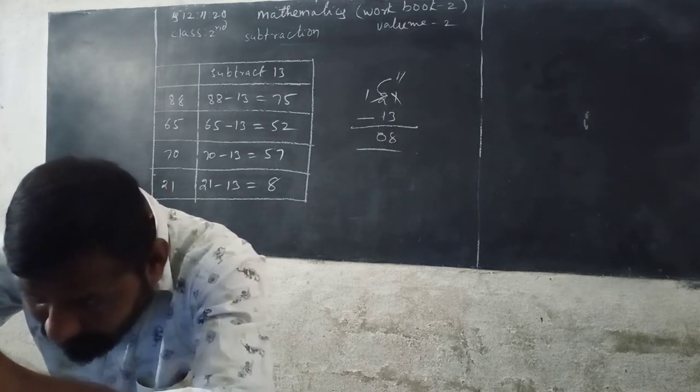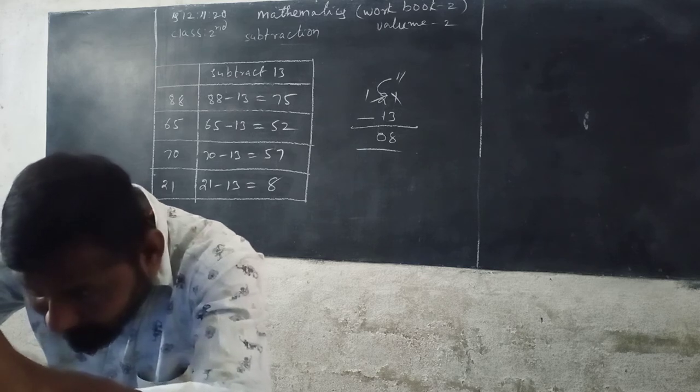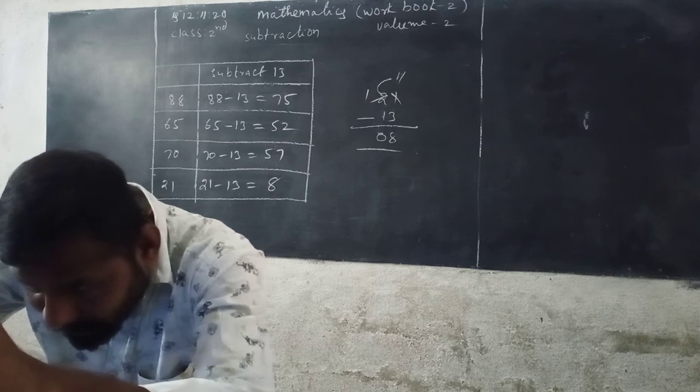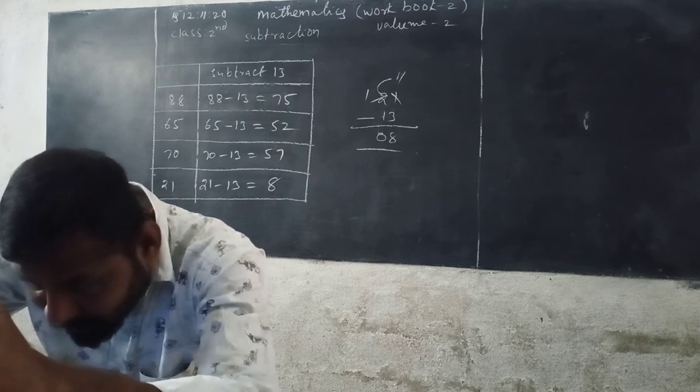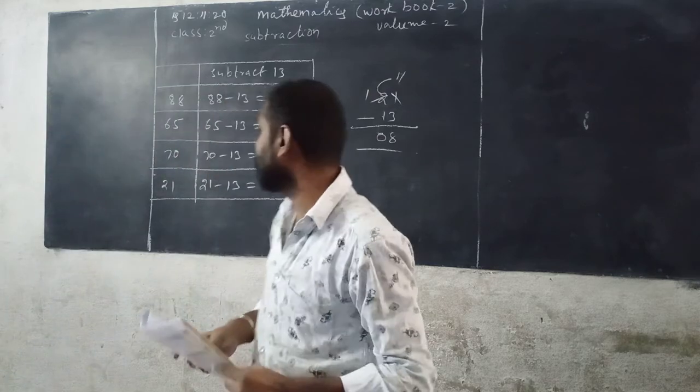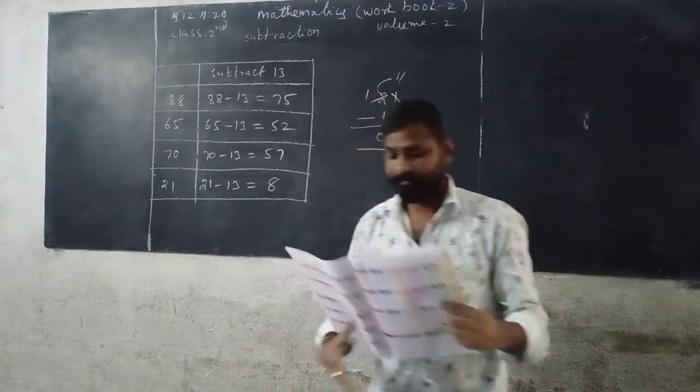88 minus 13, you can get 75. 65 minus 13, you can get 52. 70 minus 13, you can get 57. 21 minus 13, you can get 8. Everybody write down by seeing the blackboard.